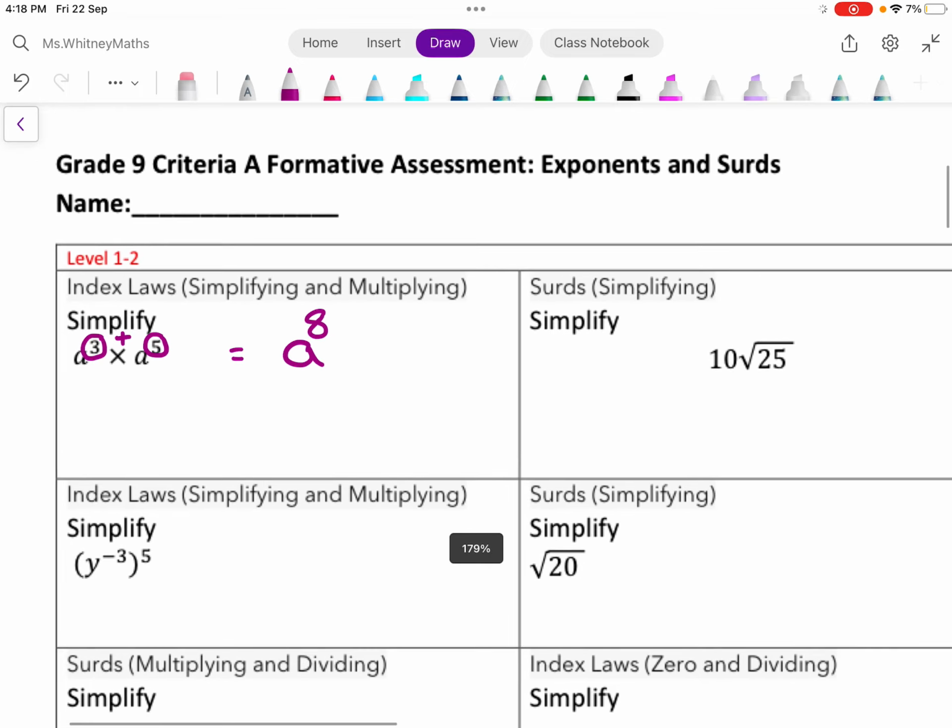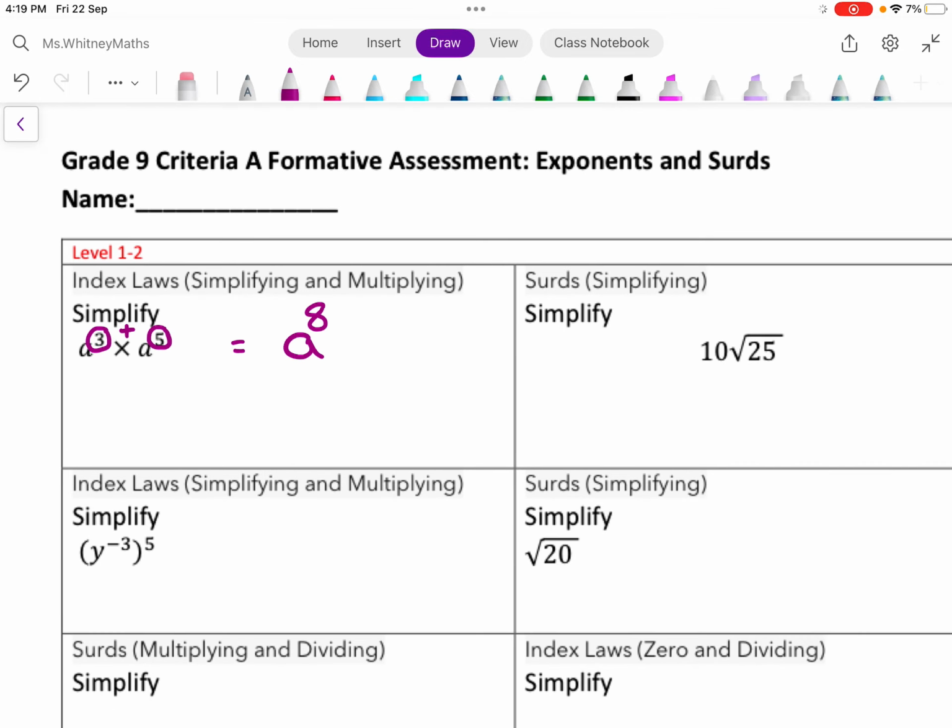Moving across to our next question, simplifying surds. So this one is going to become 5 because we know that 5 times 5 gives us 25. So we've got 10 times 5. This bit is being multiplied. So the answer is 50.